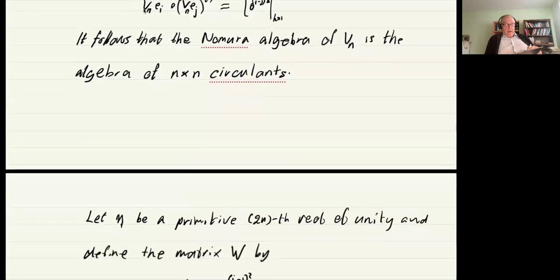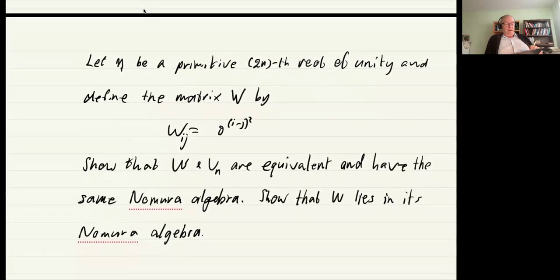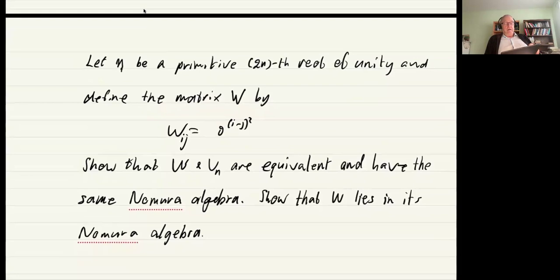Okay, well, we can sort of solve that. Let eta be a primitive 2nth root of unity. Now that's the 2nth root, not an nth root. Okay, and now I'm going to define a matrix W with ij entry equal to eta to the (i minus j) squared. I didn't want to use theta again because theta was an nth root of unity. This is a 2nth root of unity. Now this is a symmetric matrix with constant diagonal.